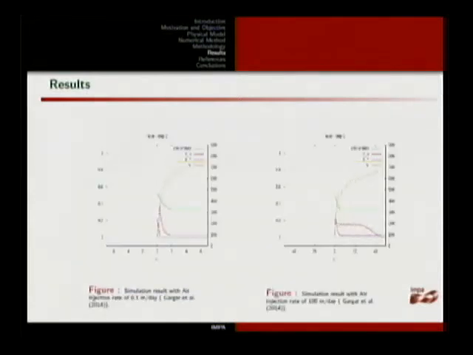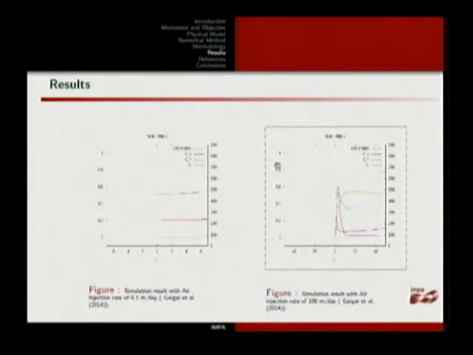Well, here is the transient simulation of the two cases. One case is 0.1 meters per day, and you can see that the oxygen is consumed and goes through the domain. And in the other case, where we have a higher injection velocity, the oxygen is not totally consumed, and the wave still crosses the domain.